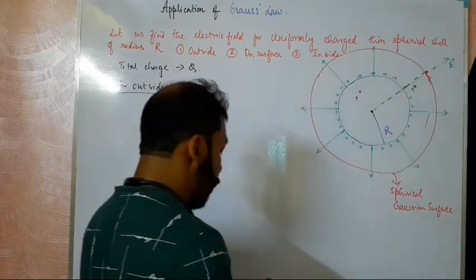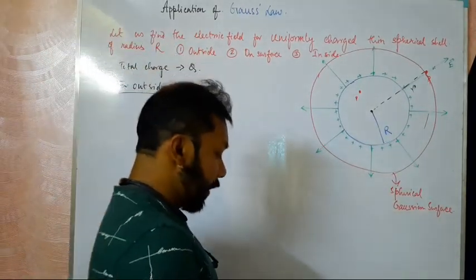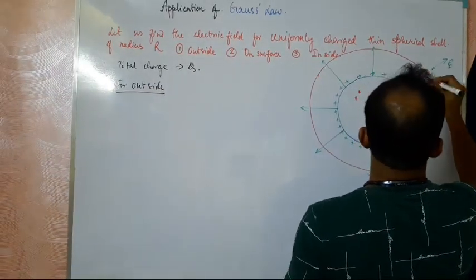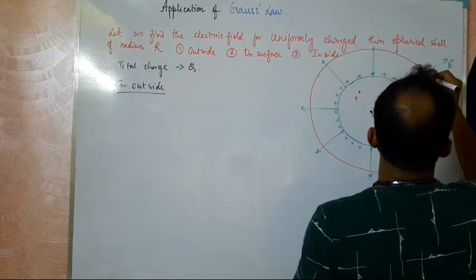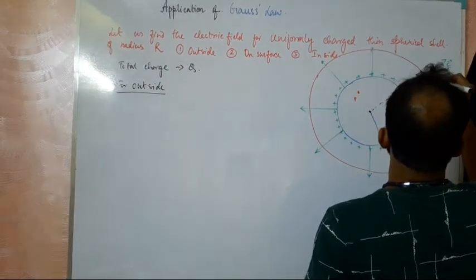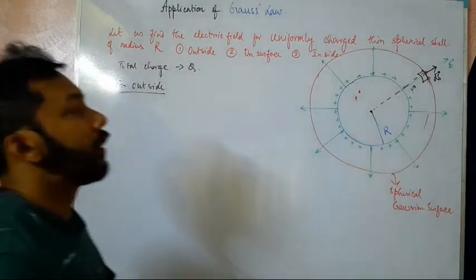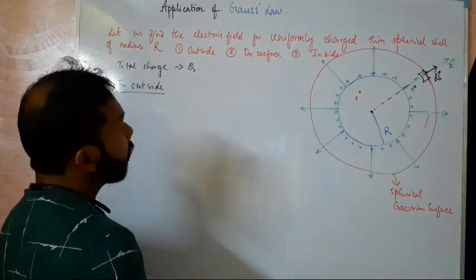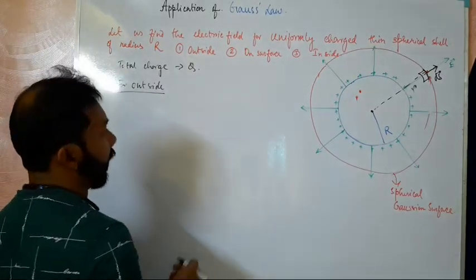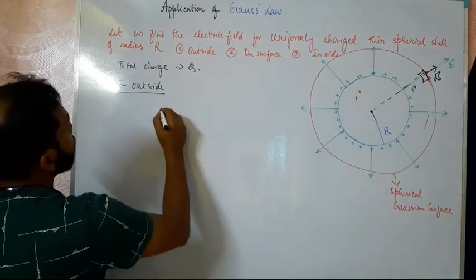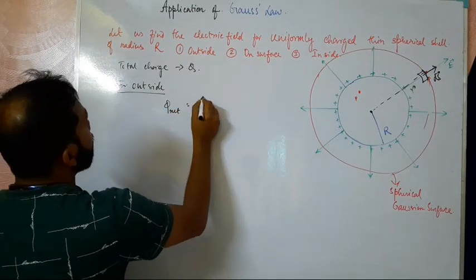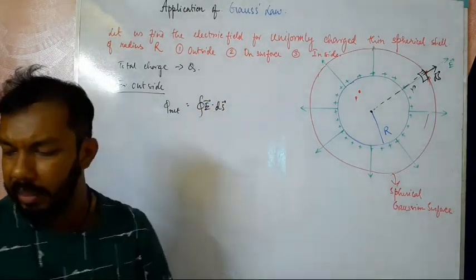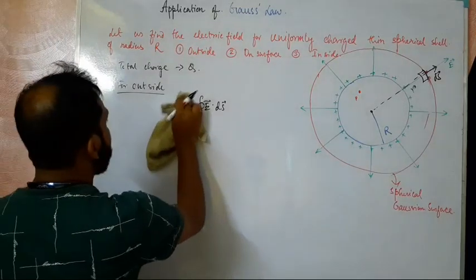Why have we chosen a spherical Gaussian surface? Because if we choose a spherical surface, then the surface vector dS will be in the direction of the electric field. So the angle between them will be 0, theta will be 0, and cos theta can be eliminated. Now, second step, we need to find the net flux. Net flux is given as the closed integral of E dot dS. Let us directly apply Gauss's law.